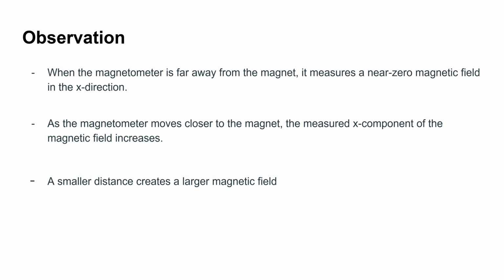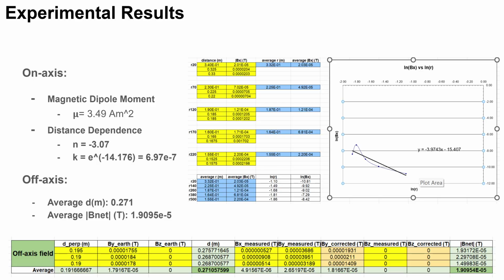The three observations I made throughout the lab are: when the magnetometer is far away from the magnet, it measures a near zero magnetic field in the x direction. As the magnetometer moves closer to the magnet, the measured x component of the magnetic field increases, and the smaller distance creates a larger magnetic field.